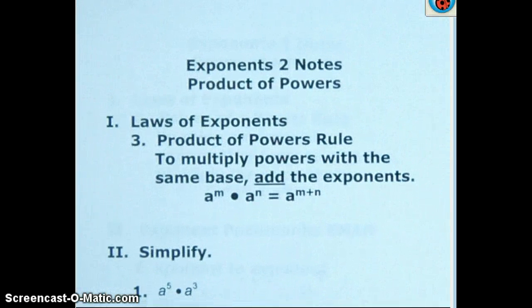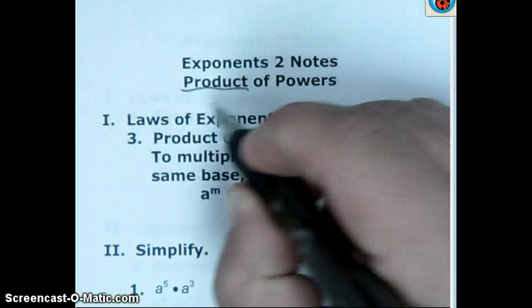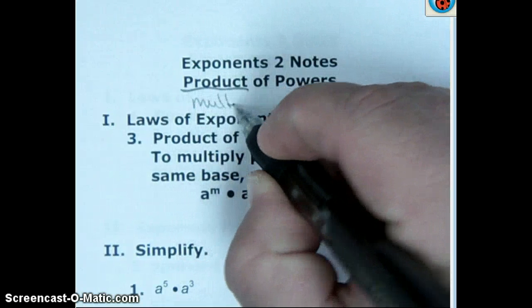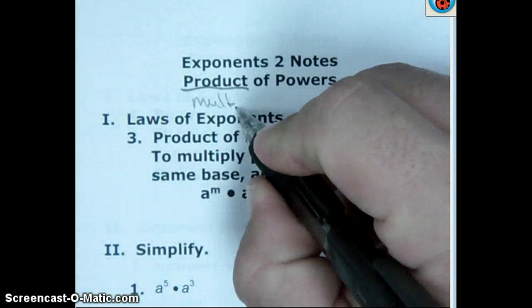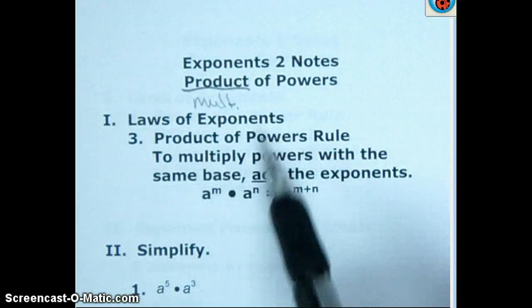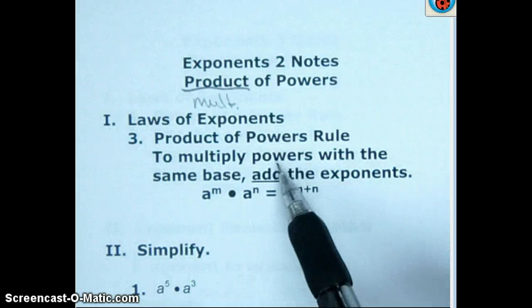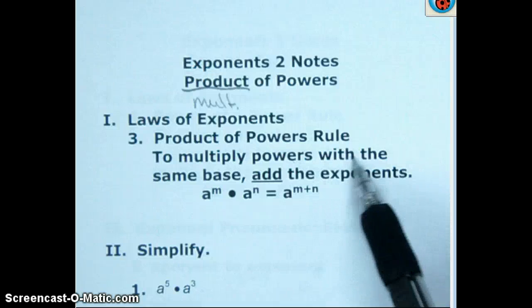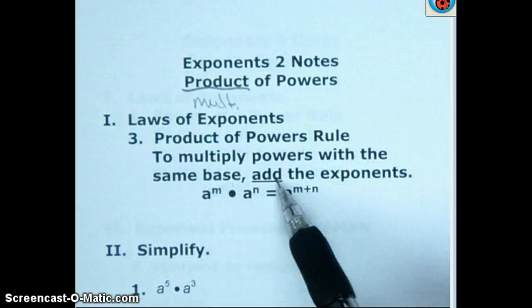Exponents 2 Notes. This one talks about the product of powers. Product means multiply, and powers is dealing with expressions with exponents. So we're going to be multiplying expressions with exponents. The law says that if you have a product of powers, you're multiplying exponents, and this only works when you have powers with the same base. If you have that situation, you add the exponents.